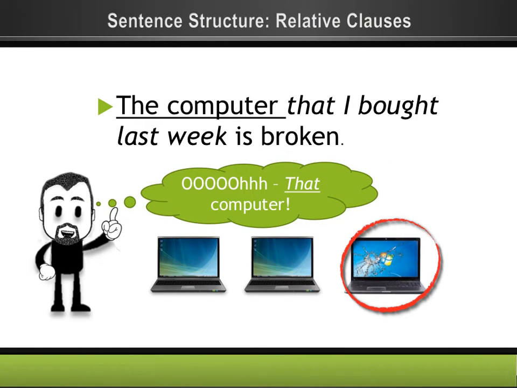The computer that I bought last week is broken. This computer. So in this case, what we have is no name and no comma. And that's the rule I want you to try and remember. If the sentence starts with no name, then no comma. So it's a no-no rule, right? No name, no comma. Say that to yourself 100 times and you will always remember it. No name, no comma.